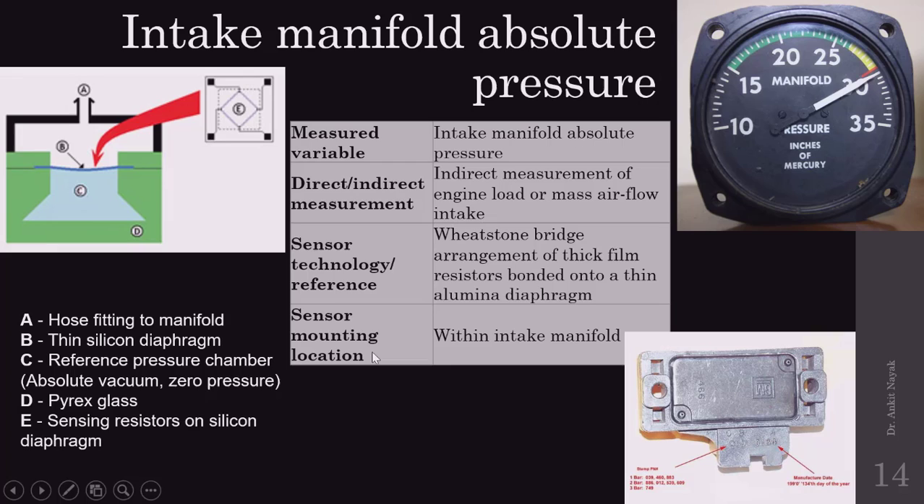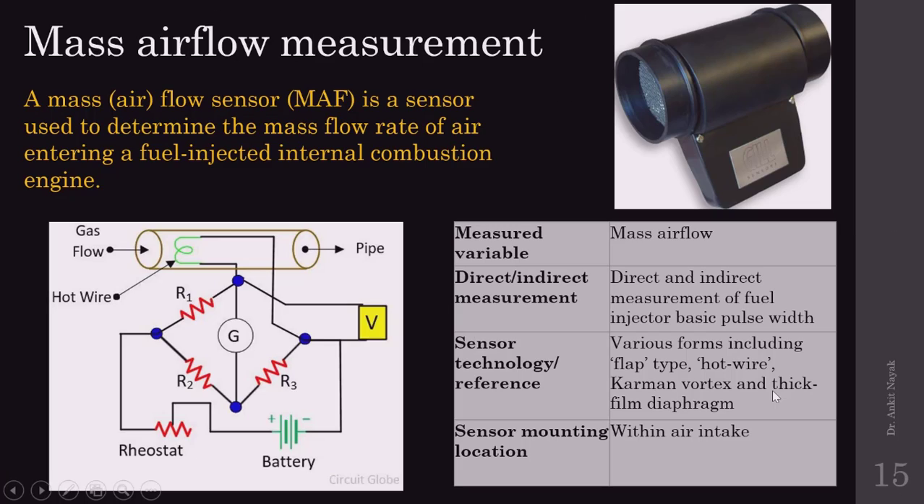Then the sensor's mounting location within the intake manifold. Inside the intake manifold, we have to mount this sensor. Here you can see such a type of sensor which was fabricated by General Motors. So here you can see the marking, the branding of General Motors on the sensor. So we have to put the sensor inside the intake manifold.